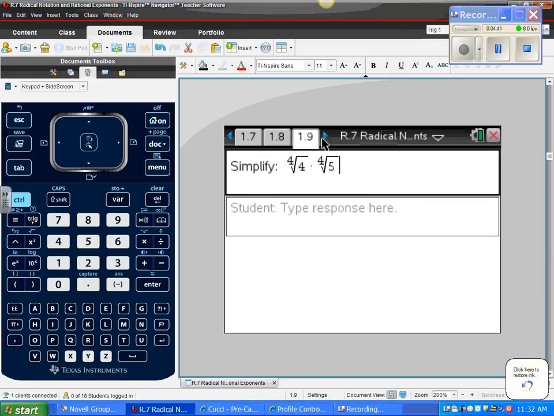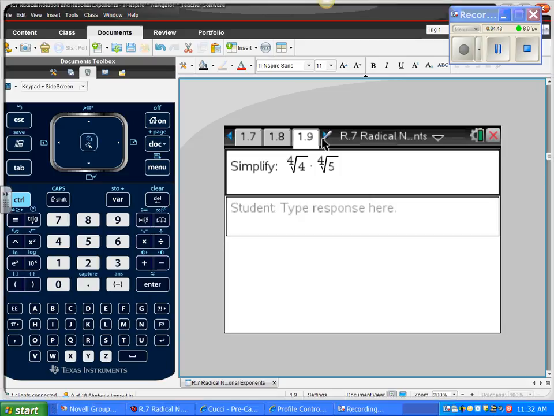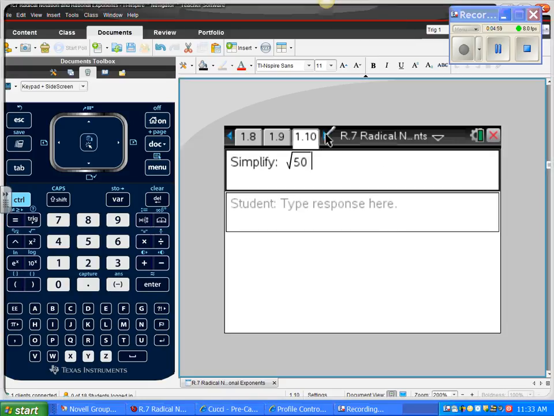The fourth root of 4 times the fourth root of 5. Remember, if the indexes are the same, you simply multiply the radicands, which gives us the fourth root of 20. And the fourth root of 20 is not going to be simplified. We're just going to leave it like that. Square root of 50. Okay, so here we start breaking things apart. How do we simplify this? How can we break down 50 so that one of those factors is a perfect square? 25 and 2, which is 5 square roots of 2.